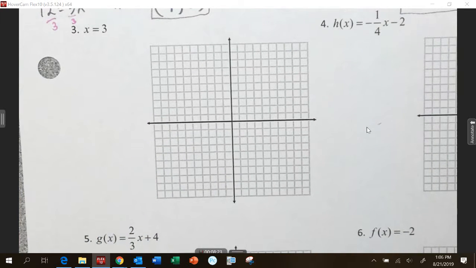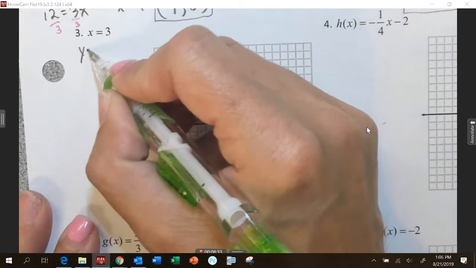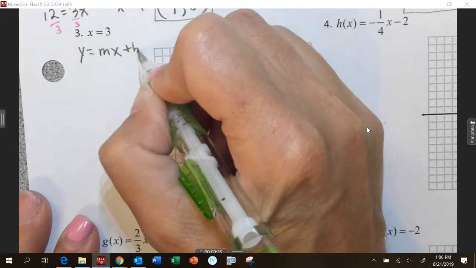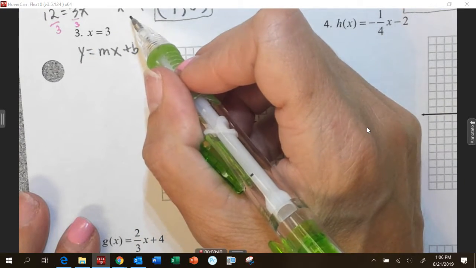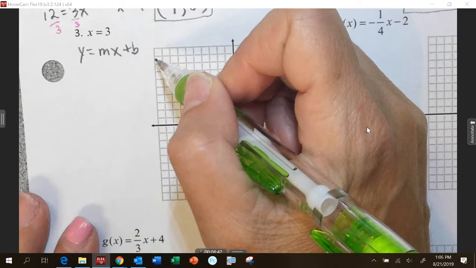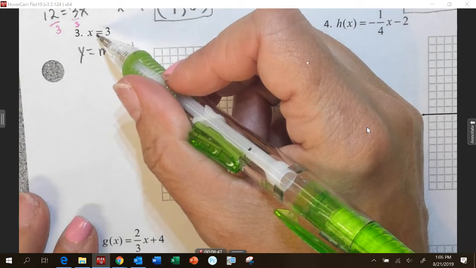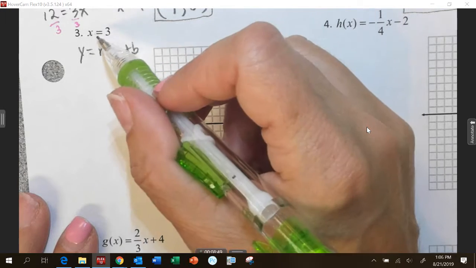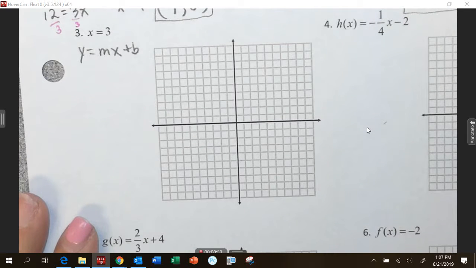The equation is x equals 3. First question: is this in the form y equals mx plus b? No, there's no y in the equation. It is not in this form. It cannot be written in this form because there's no y in the equation. This guy is an exception to a lot of the rules. We did talk about these equations yesterday, and we did graph them in our assignment.